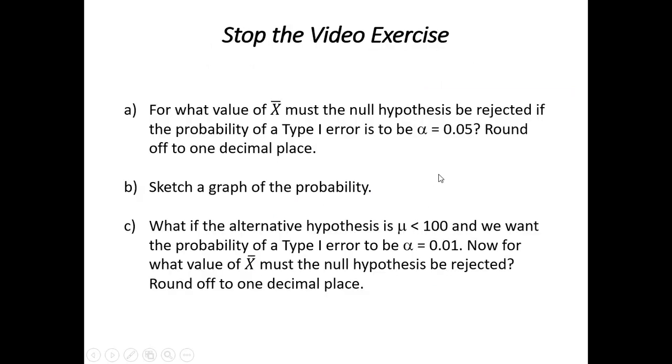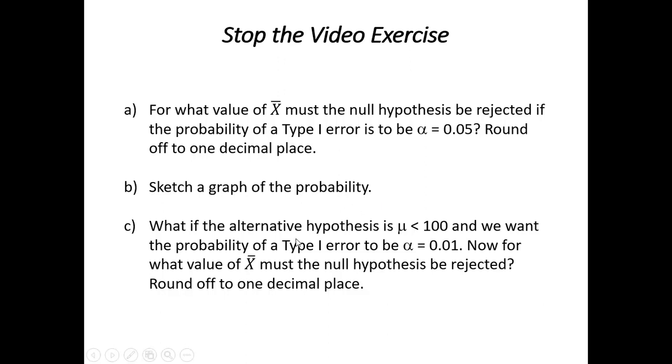All right, so this problem has a lot of opportunities for some what-if changes. So here's a stop the video exercise. Part A: for what value of x bar must the null hypothesis be rejected if the probability of a type 1 error, alpha, is 0.05? In the previous version we had 0.01, but what if that changes? How does the value of x bar change? Again, let's round off to 1 decimal place.